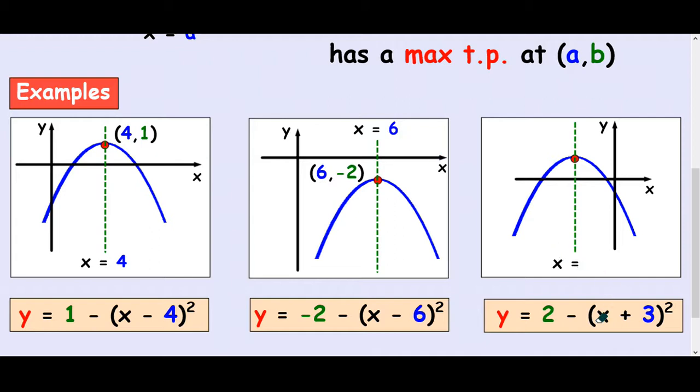Okay, last one here. We're trying to make the bracket equal to 0, just like all the other ones. And that happens at x equals minus 3. And that's going to make that 0. So you're going to have 2 take away 0. So it's just minus 3, 2. And the symmetry line is where the x value is. X equals minus 3.